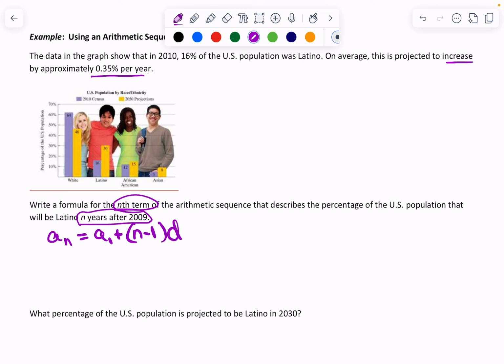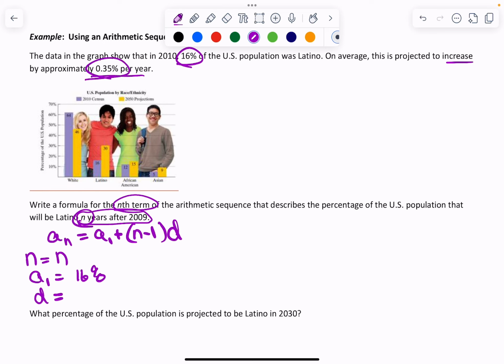Our n here is saying n years, so that's going to be n. Our first term is going to be the 16%, and our common difference is going to be 0.35% because that was given. So it is increasing, so that is our common difference, and it is positive because it's increasing.